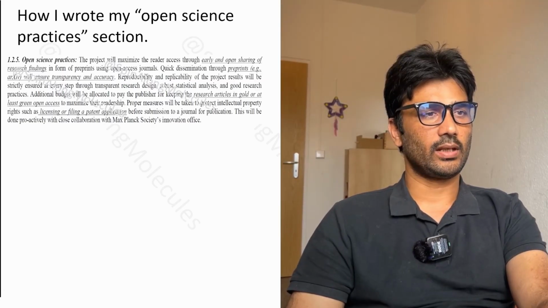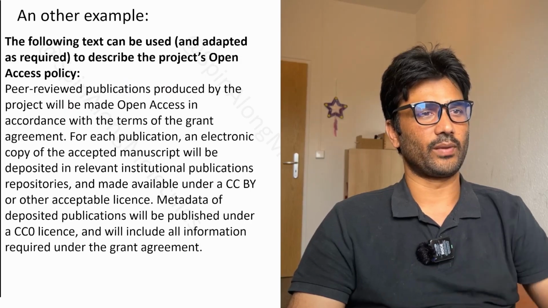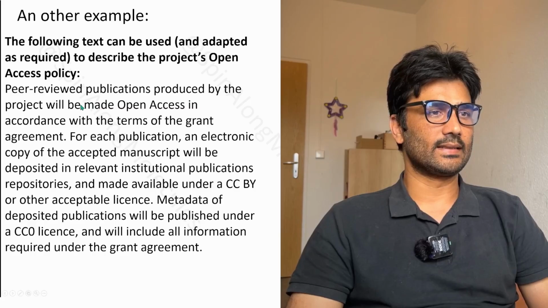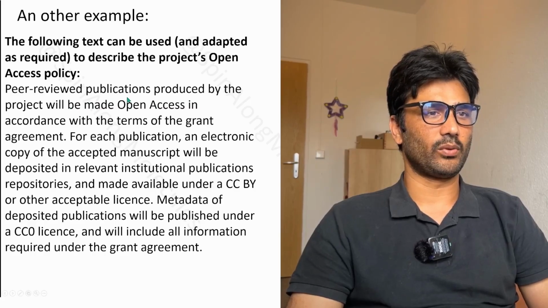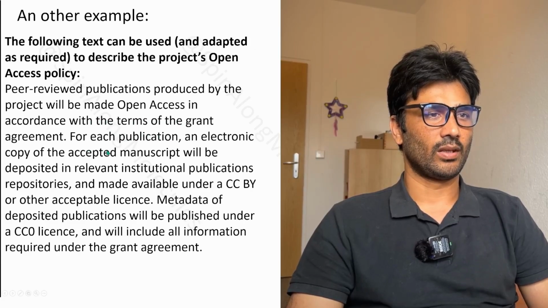Next I'm sharing another template that I found somewhere. You can also change and adapt from that example. For example, this says peer-reviewed publications produced by the project will be made open access in accordance with the terms of the agreement. For each publication, an electronic copy of the accepted manuscript will be deposited in relevant institutional publication repositories, made available under these licenses.